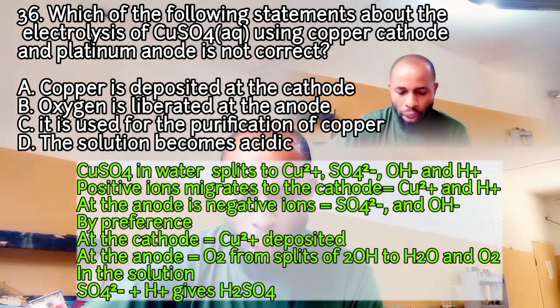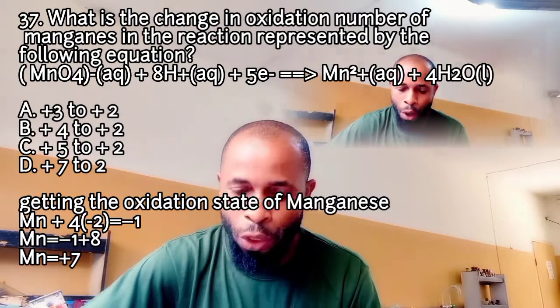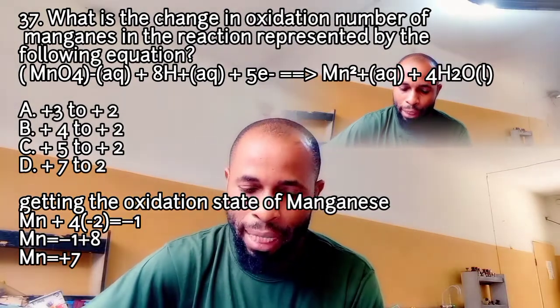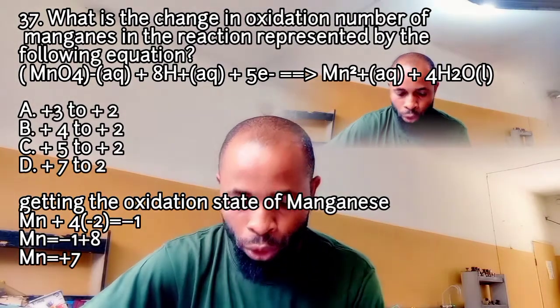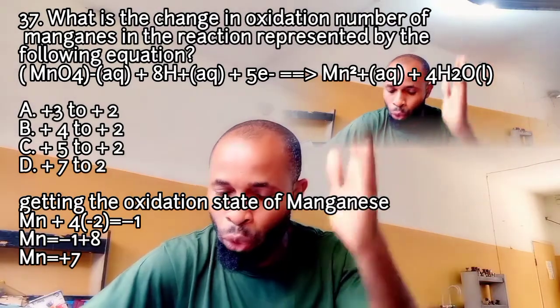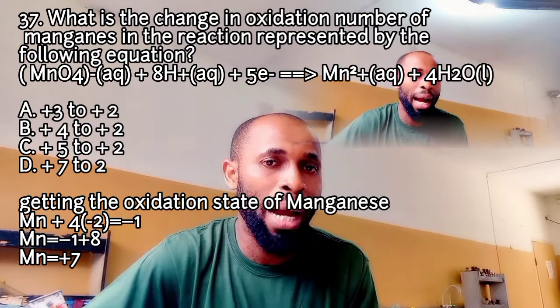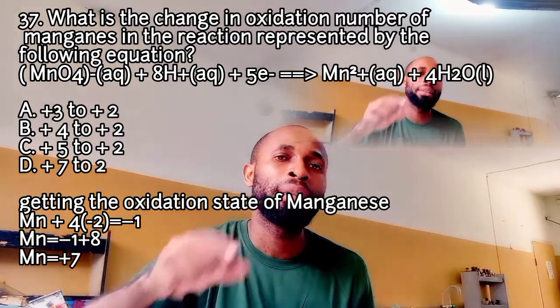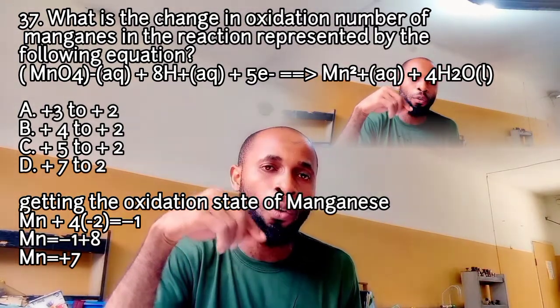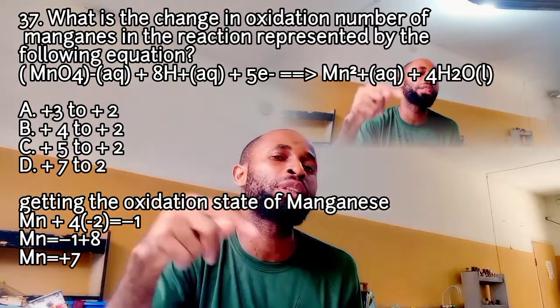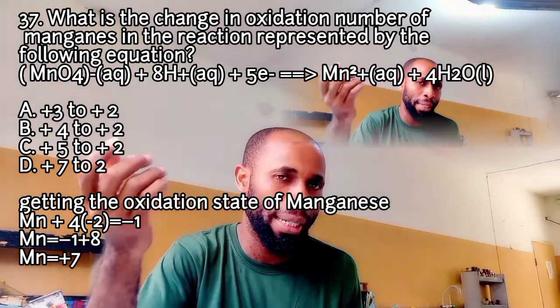37. What is the change in oxidation number of manganese in the reaction represented by the following equation? Moving from 7 to 2. That is, it is a reduction reaction. Now you may ask, how do I get the 7 to 2? If you look at MnO4 minus, we need to find the oxidation state of Mn, that is the manganese.